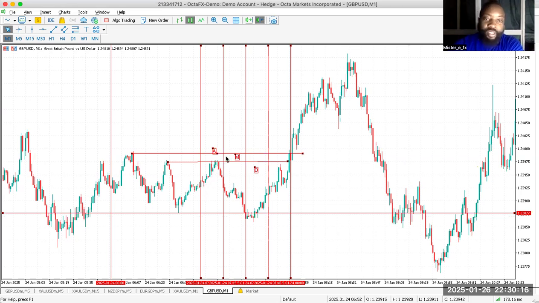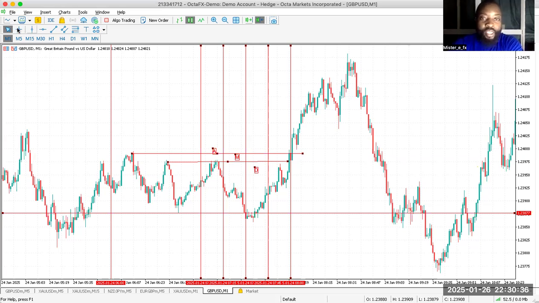Now, remember the first area is accumulation. The market comes, does whatever it wants. In the second area, you need to get what? A manipulation. A manipulation means the market needs to go in a certain direction, create a breakout first, showing the people it's going in that direction, then it reverses.